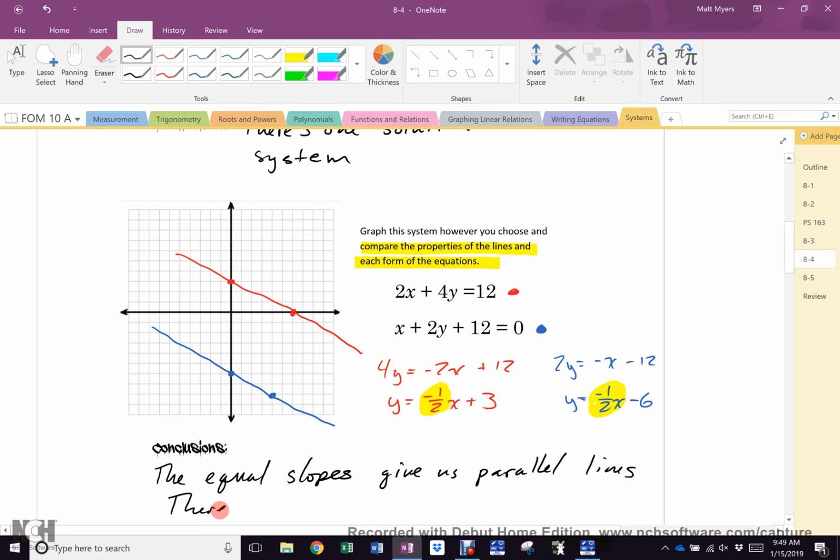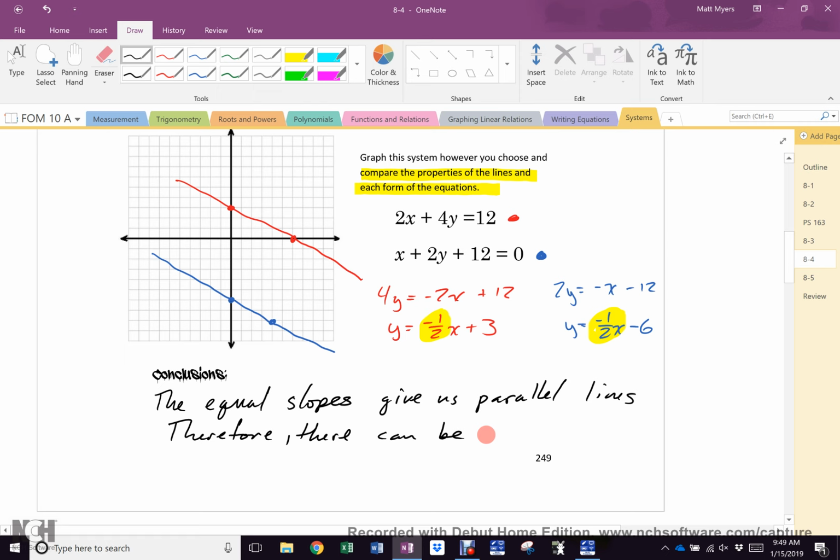Therefore, there can be how many solutions? How many solutions does this system have? None. There can be no solutions. Why? Right, because they'll never intersect. Sweet. Now, guess what? You're going to do this a third time.